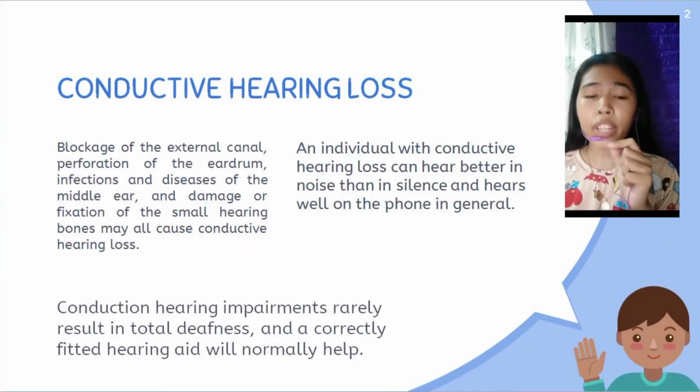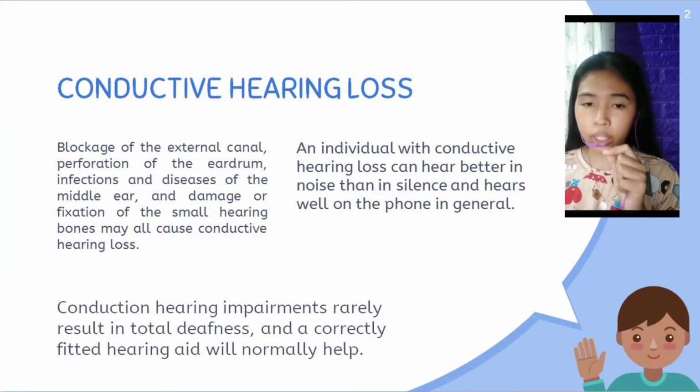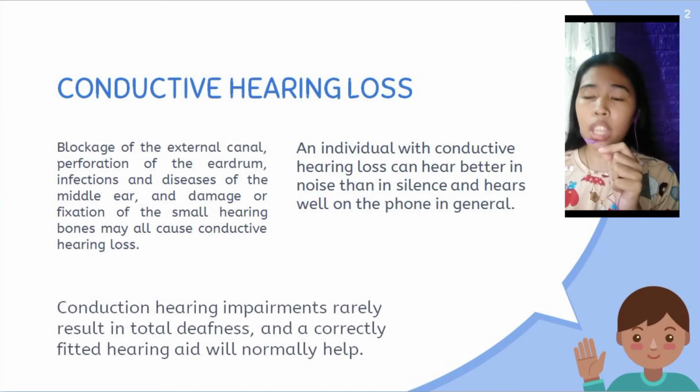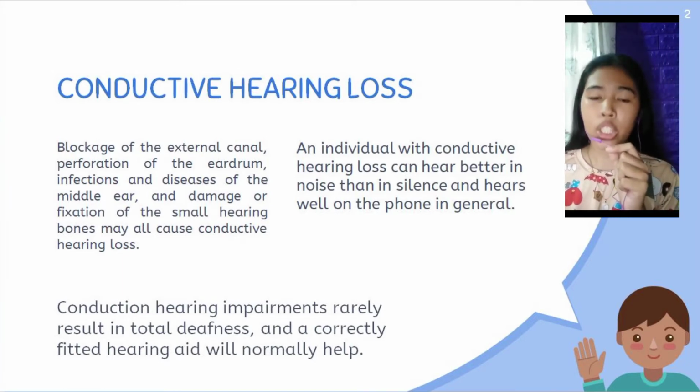The first type of hearing impairment is conductive hearing loss. A blockage of the external canal, perforation of the eardrum, infections and diseases of the middle ear, and damage or fixation of the small hearing bones may all cause conductive hearing loss. An individual with conductive hearing loss can hear better in noise than in silence and hears well on the phone in general. Conductive hearing impairments rarely result in total deafness, and a correctly fitted hearing aid will normally help.